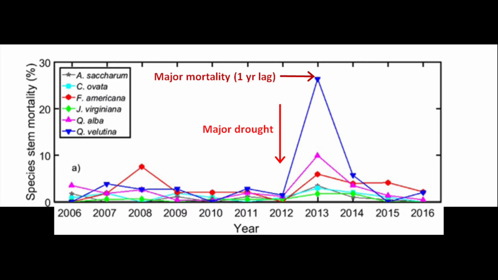We have found relationships between drought stress and mortality that usually follow in the subsequent year. After the major drought of 2012, we found extremely high oak mortality, especially for black oak, for which we lost about 25% of the live stems. We found strong evidence that the mortality was related to a set of interacting factors.